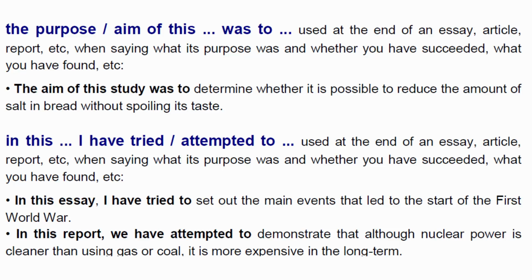Next, in this essay, I have tried or I have attempted to. So you can say, used at the end of an essay, article, report, etc. when saying what its purpose was and whether you have succeeded, what you have found, etc. In this essay, I have tried to set out the main events that led to the start of the First World War. In this report, we have attempted to demonstrate that although nuclear power is cleaner than using gas or coal, it is more expensive in the long term.